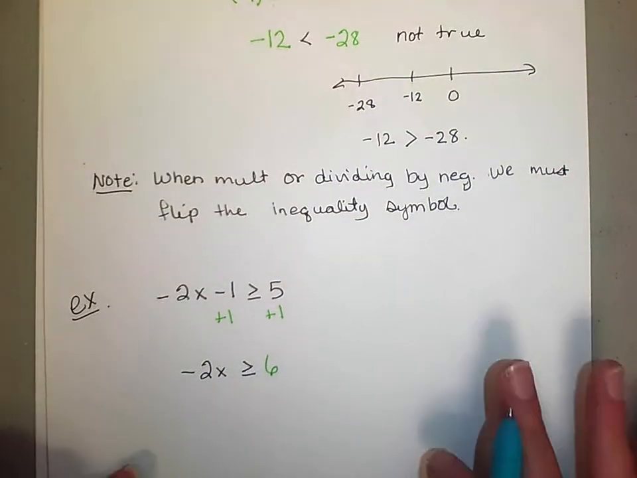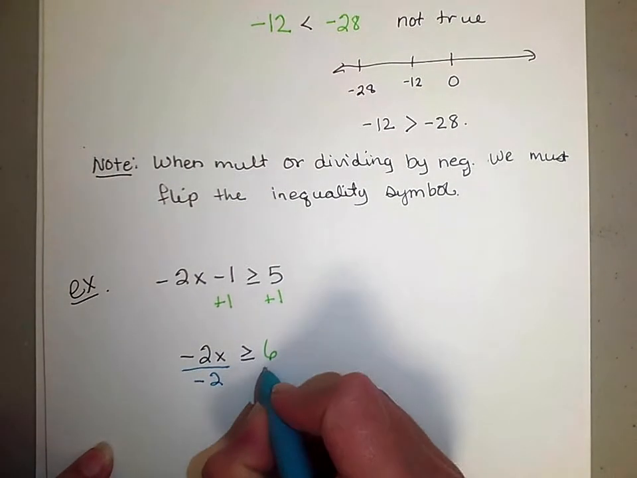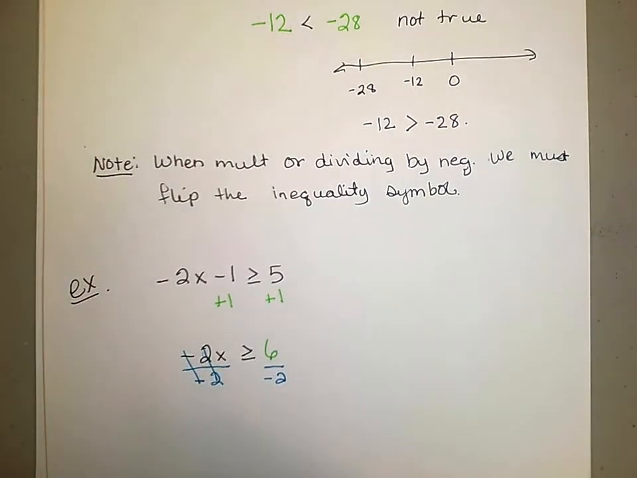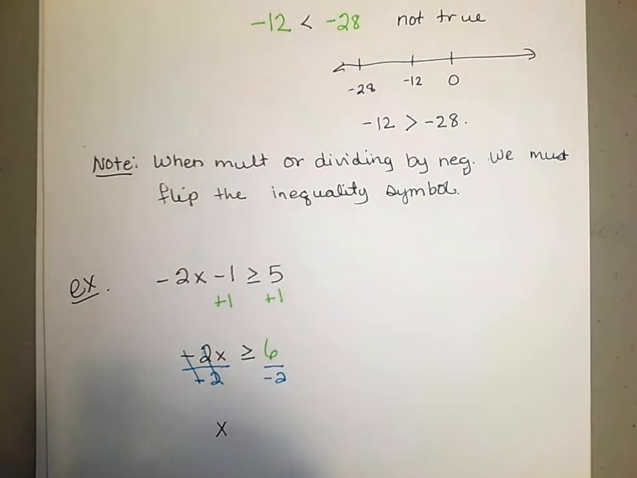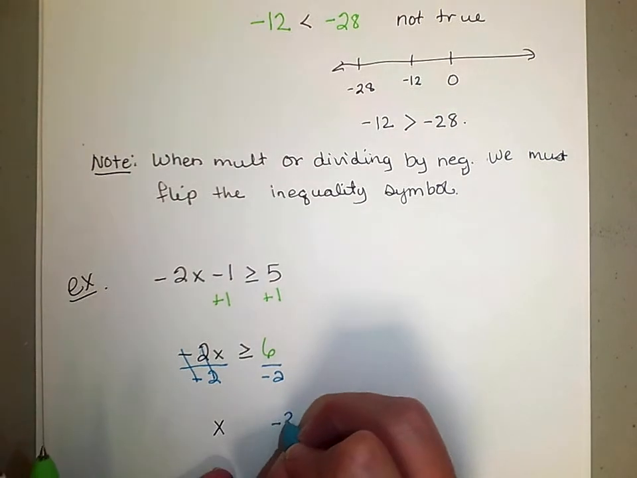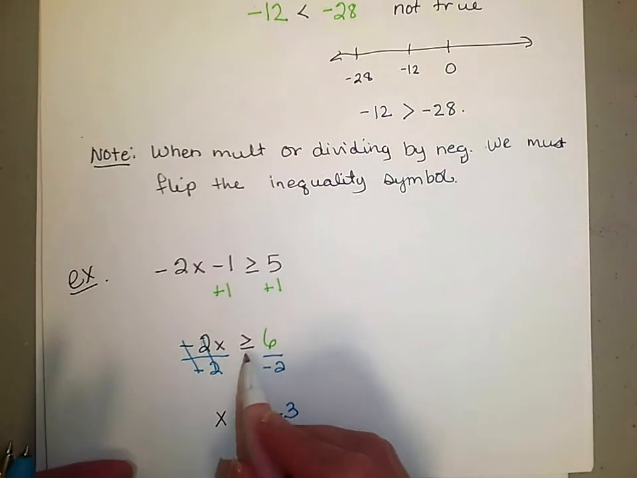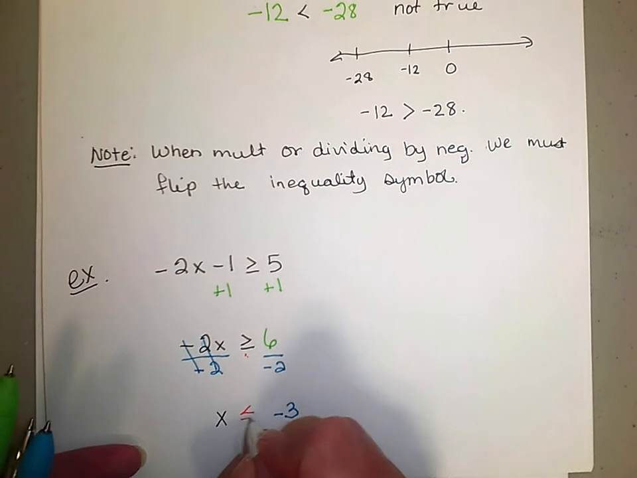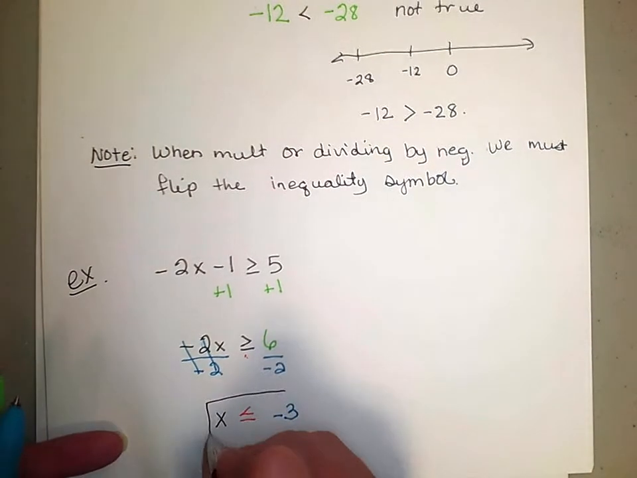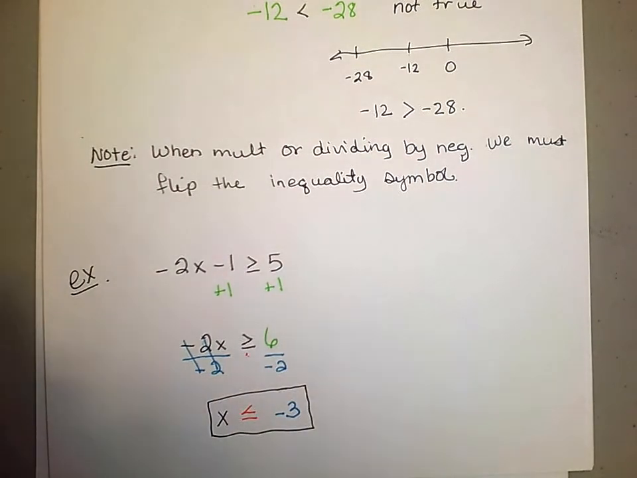And now negative 2 is being multiplied to the x, so I want to divide by negative 2. These will cancel. So x, now negative 2 goes into 6 negative 3 times. But I can't just copy this inequality symbol, I need to flip it. So this would be the solution for this inequality.